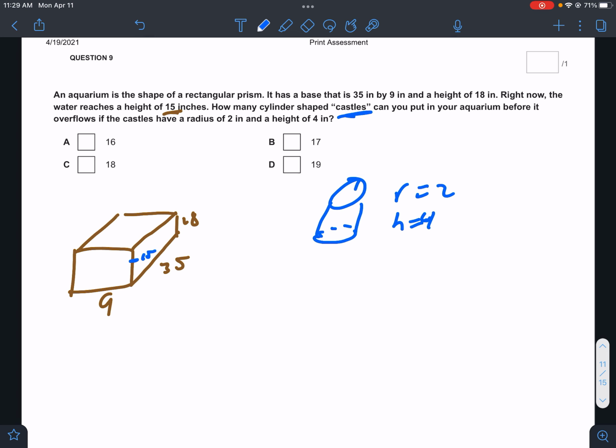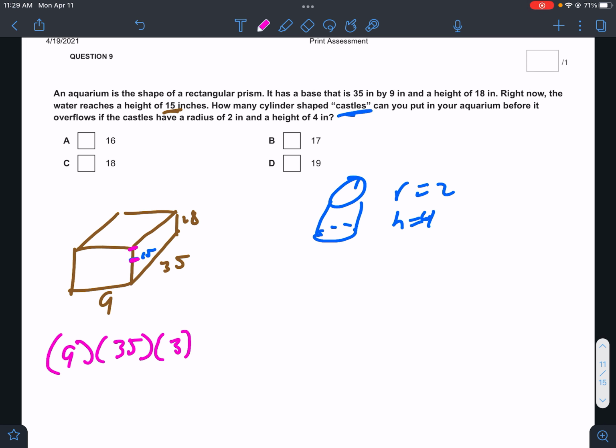All right. So we need to know how much space we have left over. So we have from 15 to 18. So over here, that would be length times width times height. And the only height we care about is 3. How much space do we actually have? And we have 945, and that's all in inches. So we have 945 inches cubed. That's how much space we have.